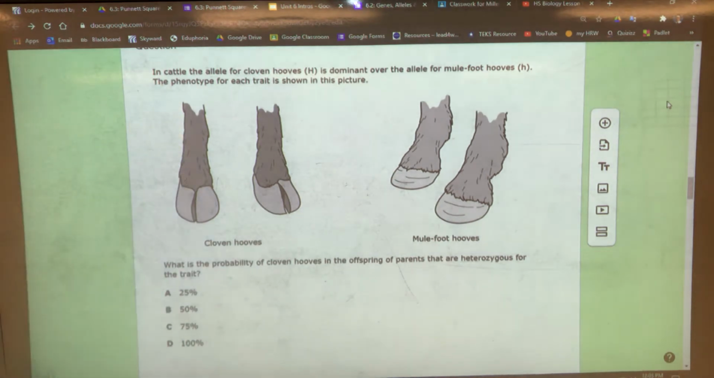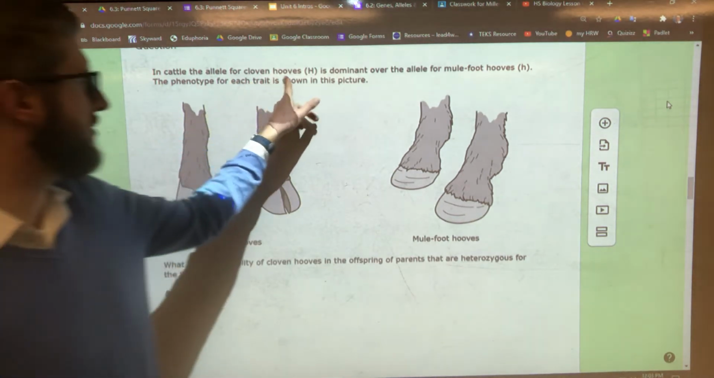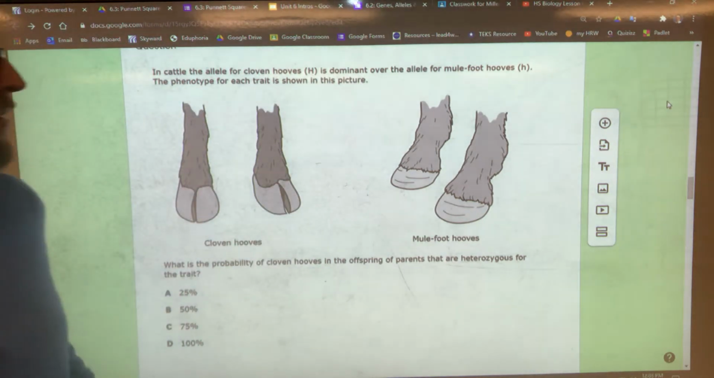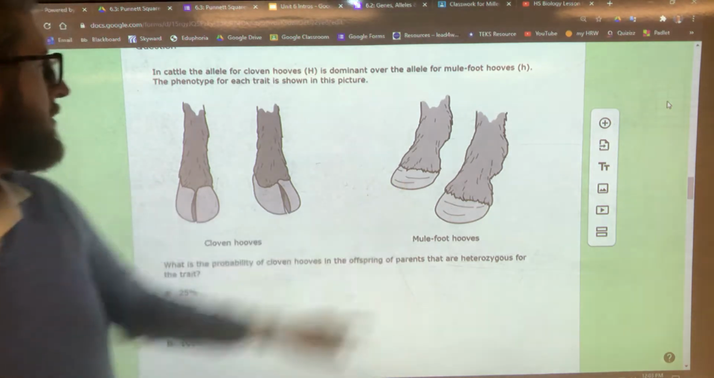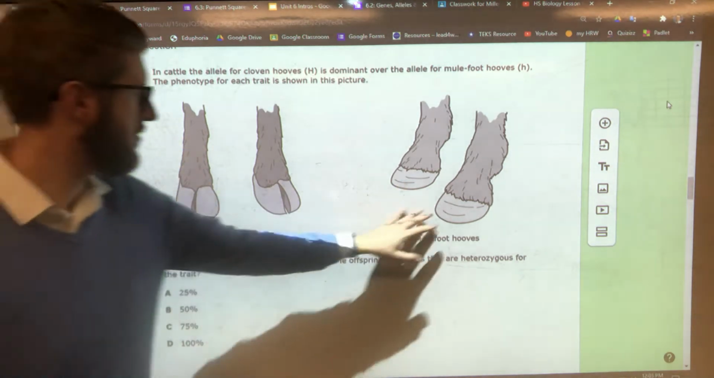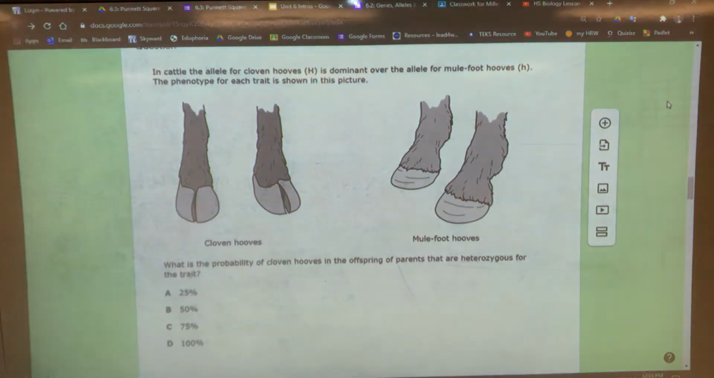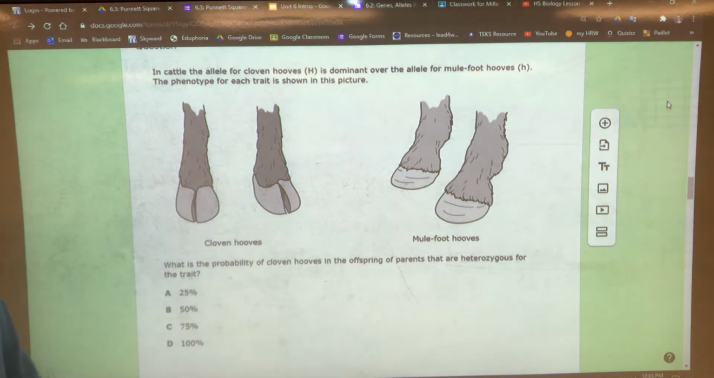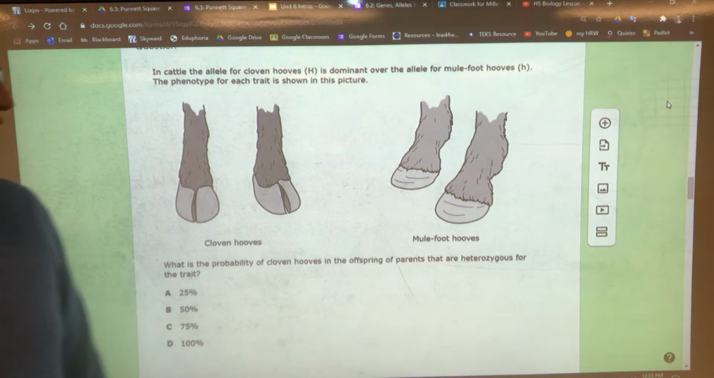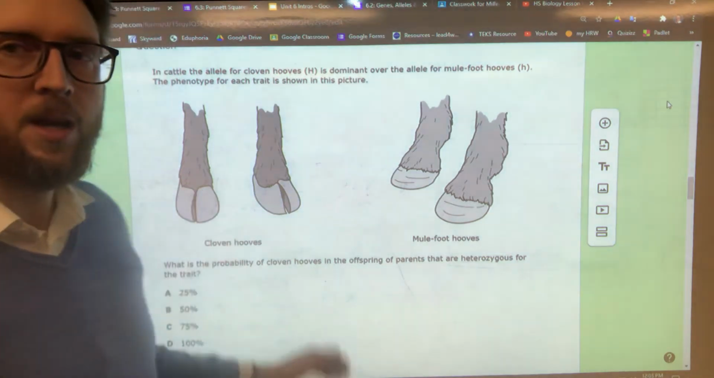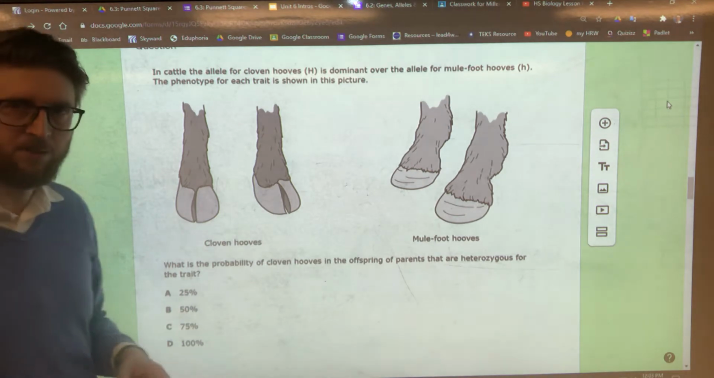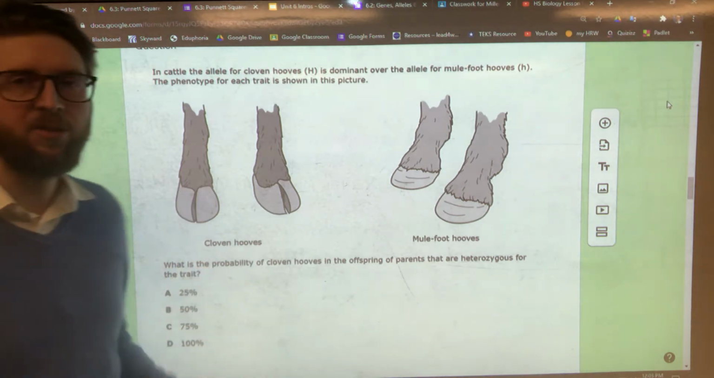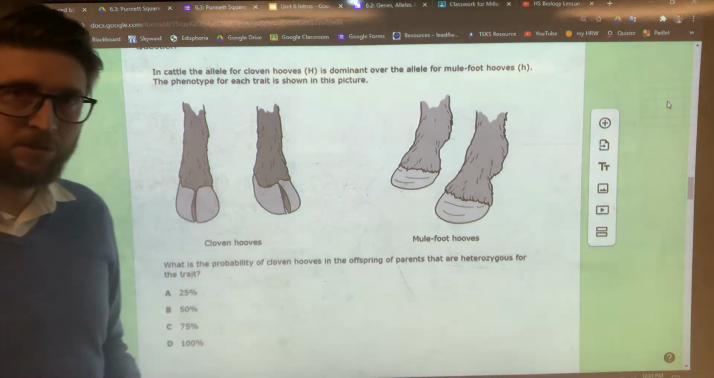The question says, in cattle, the allele for cloven hooves, capital H, is dominant over the allele for mule-footed hooves, lowercase h. Okay. The phenotype is shown. That's the phenotype, the physical appearance, remember. The question is, what is the probability of cloven hooves in the offspring of parents that are heterozygous for the trait? So we want to find out what the percent chance is that the offspring will be born with cloven hooves if both parents are heterozygous.